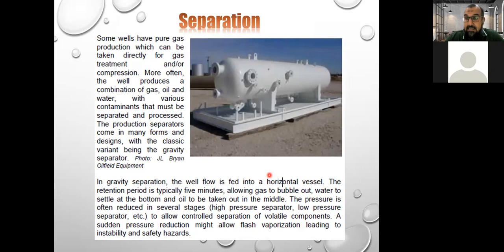However, if the gas is not pure, meaning it is mixed with water and oil, for example, you want to have a separation first. You use this kind of separation vessel, separation drum, or equipment to separate the gas from oil and from water. As I said in the previous lecture, there are certain facilities called GOSP. G-O-S-P means gas oil separation plants.